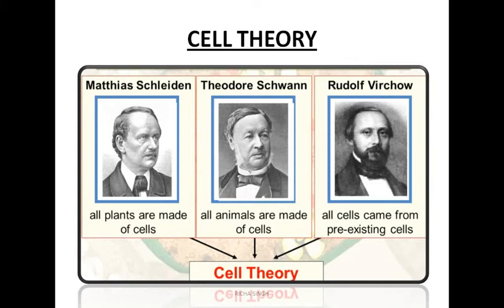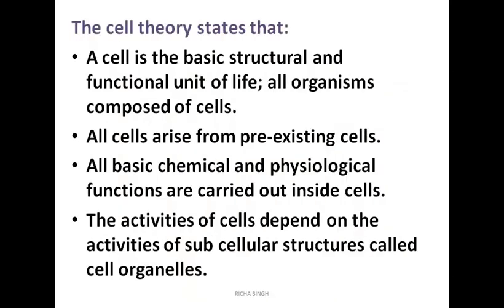So what does the cell theory state? That the cell is the basic structural and functional unit of life. Whether it is a plant, an organism or a microorganism, they all have originated their life from a cell only. And all the cells come from pre-existing cells. The cells which are already formed give rise to new cells.